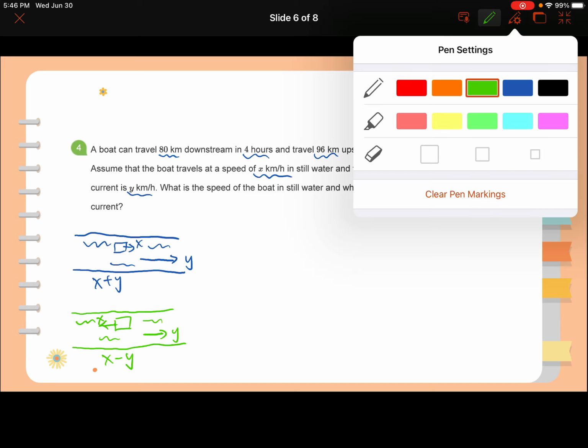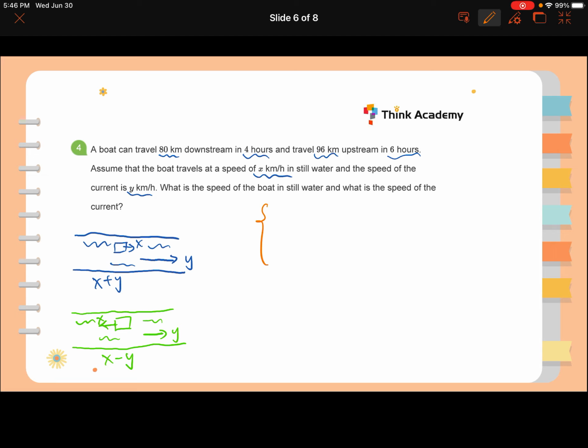Now we can create our linear system. In the first case, the boat can travel 80 kilometers downstream in 4 hours. That means the time is 4 hours, the speed is x plus y kilometers per hour, and the total distance is 80 kilometers. And in the second case, we have time is 6 hours, the speed is x minus y, and the total distance is 96.